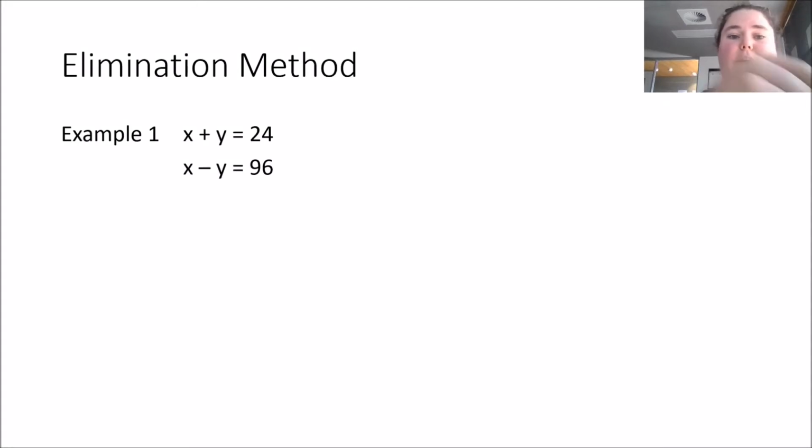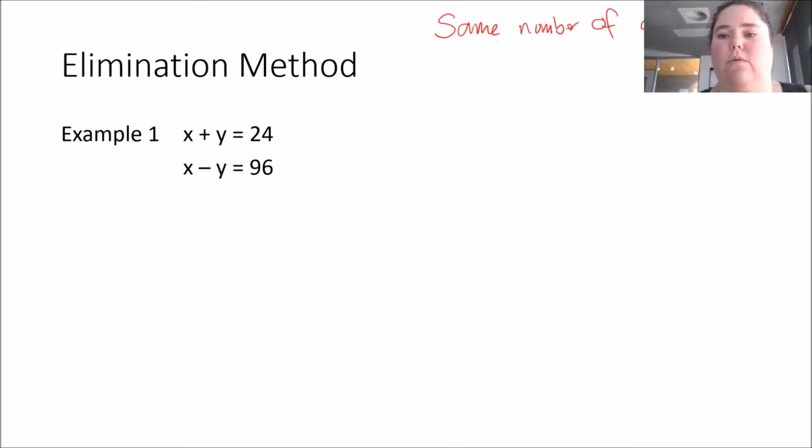Elimination method to find our point of intersection by simultaneous equation methods. So the elimination method is all about subtracting one equation or adding one equation to the other. So you want to have the same number of a variable in both equations.